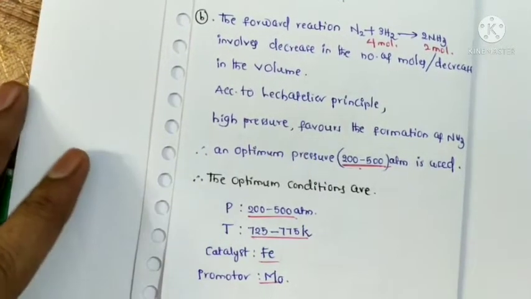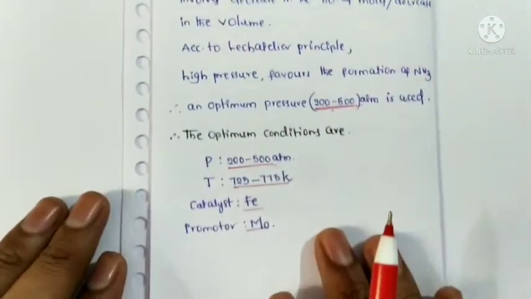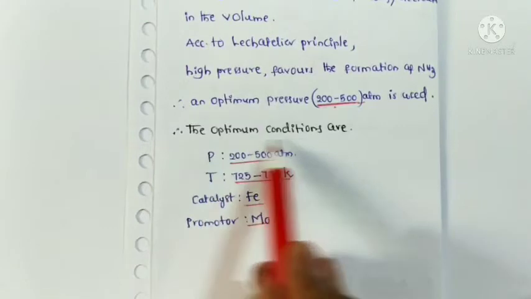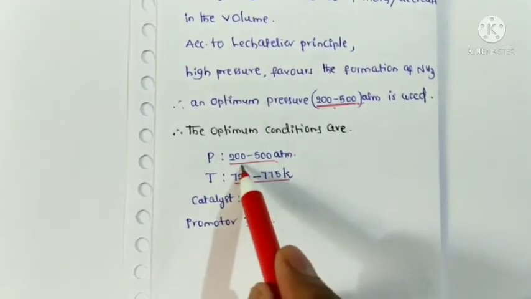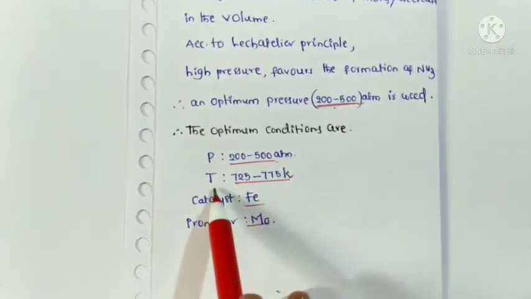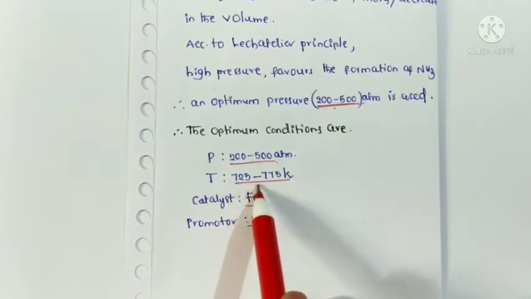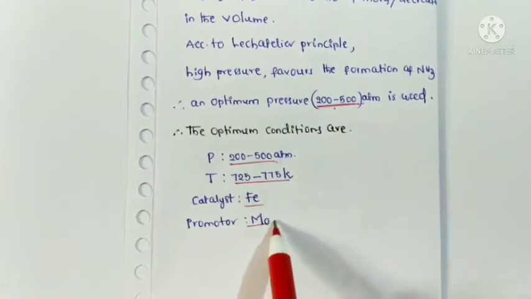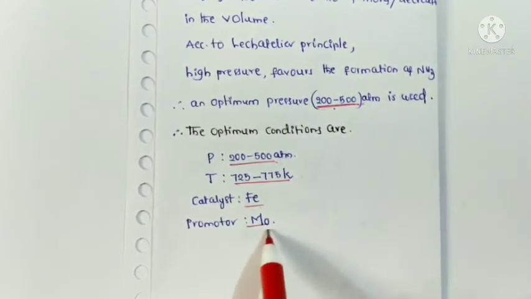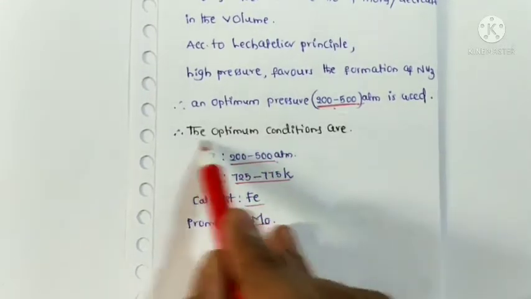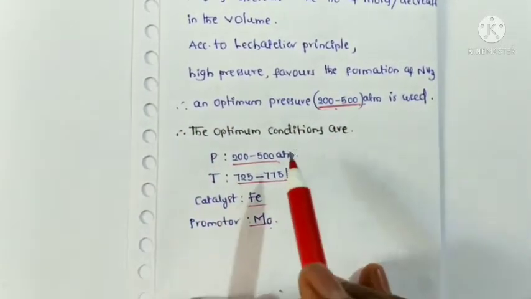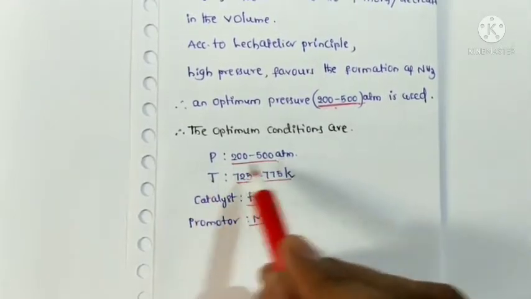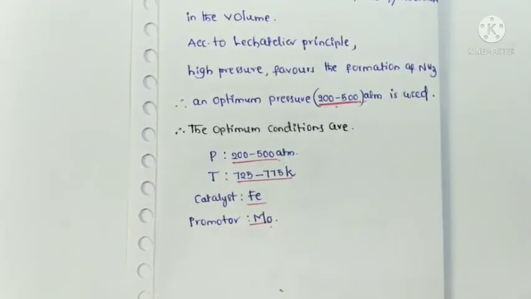So finally, by using Le Chatelier's principle, we can determine the optimum conditions. The pressure is 200 to 500 atmospheres, the temperature is 725 to 775 Kelvin, the catalyst is iron, and the promoter, which is also a co-catalyst, is molybdenum. So these are the optimum conditions for the Haber process. These conditions are determined by Le Chatelier's principle.